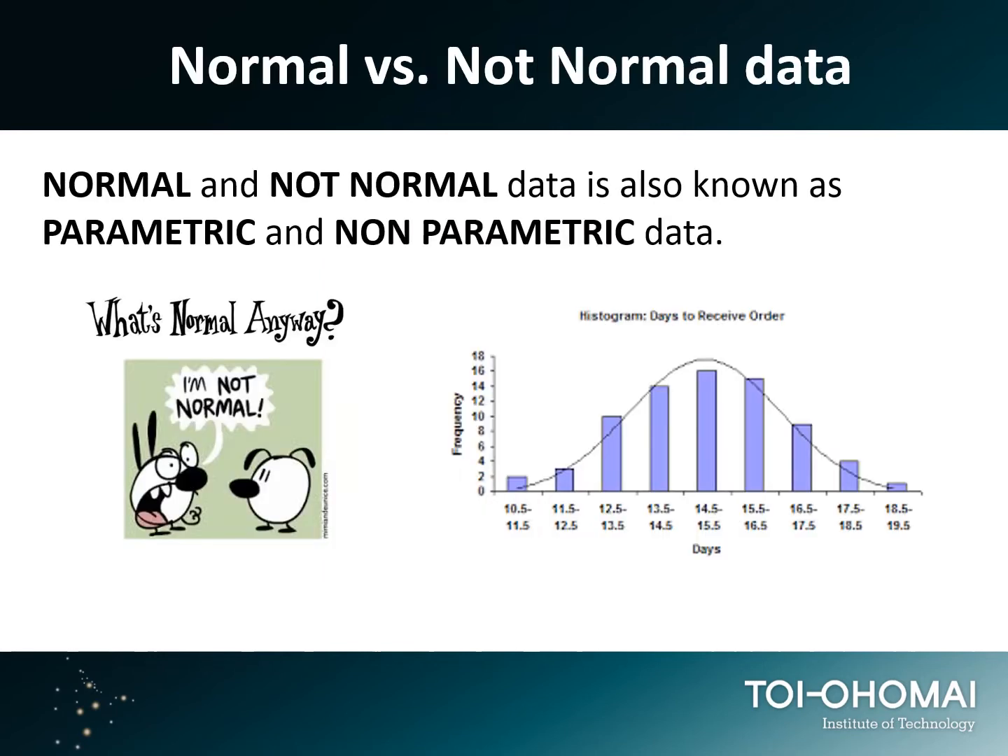So what's normal and not normal? Other names for them are parametric and non-parametric. Okay, normal data is parametric. Not normal data is non-parametric. We're not going to spend a lot of time on non-parametric data, but I'll just define it a little bit in these next few slides.